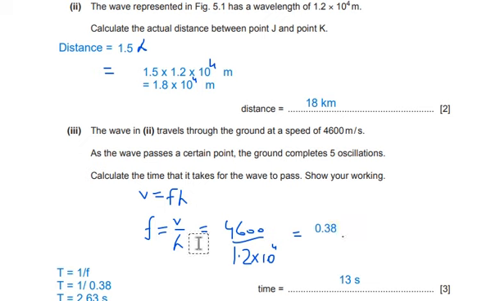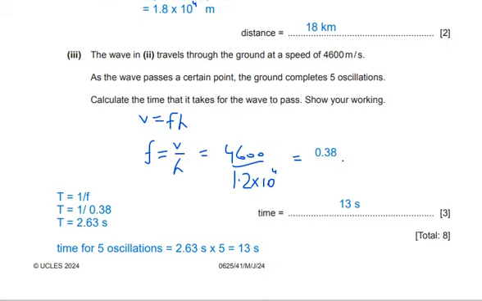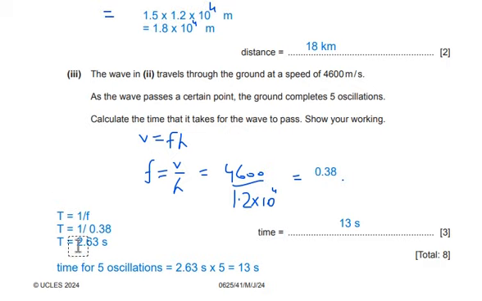From the frequency we can find the time period for one wave. We have the relation: time period T = 1/f. So T = 1/0.38 will give you the time period for one oscillation, but the question was for 5 complete oscillations. So we simply multiply this time period by 5 and get 13 seconds, and this is our answer.